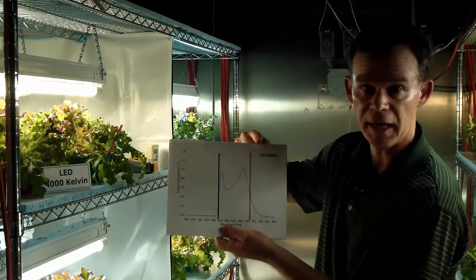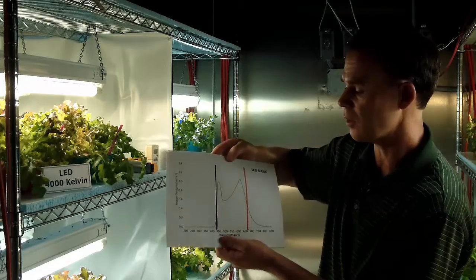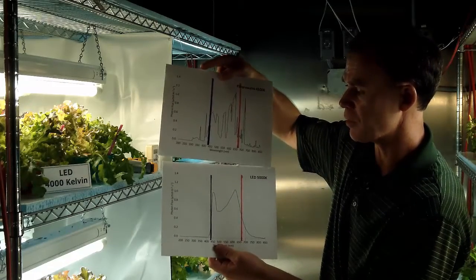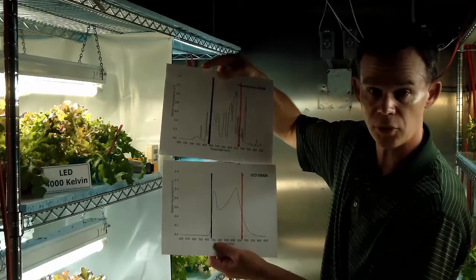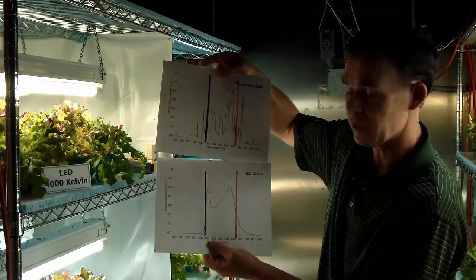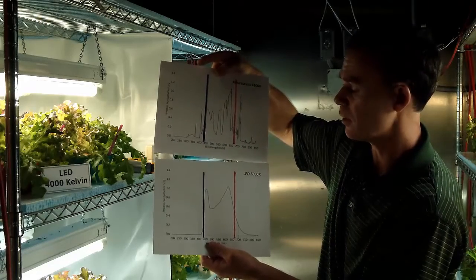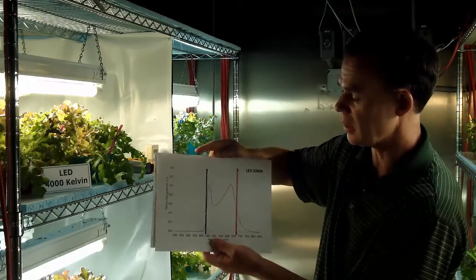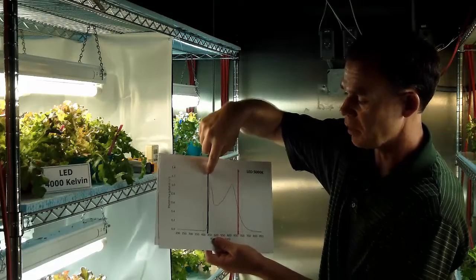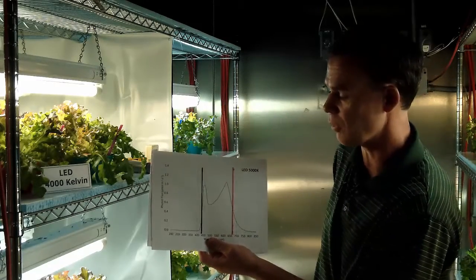If we look within the PAR light range, we've got the colors of the spectrum. These lines here represent blue, a peak for blue light around the 400 nanometer range, and a peak for red around 650 or so nanometers. You can see that the LED here has a peak in the blue and quite a lot almost in the red range here.